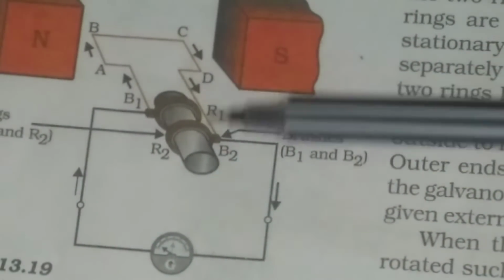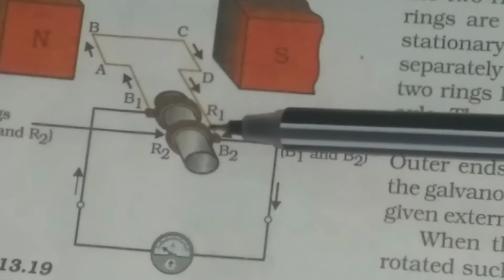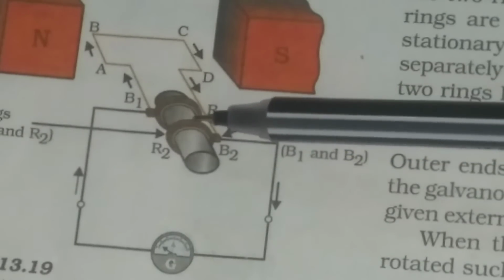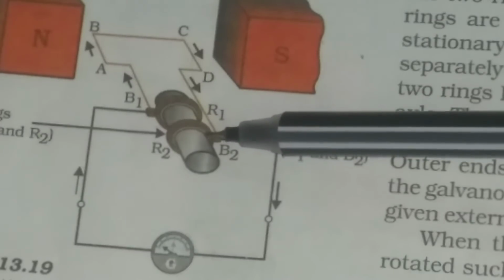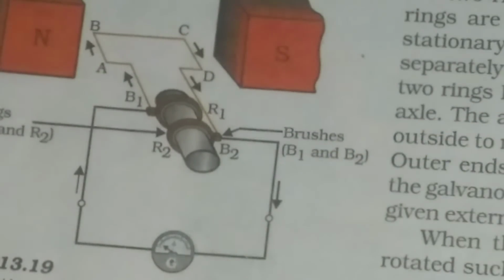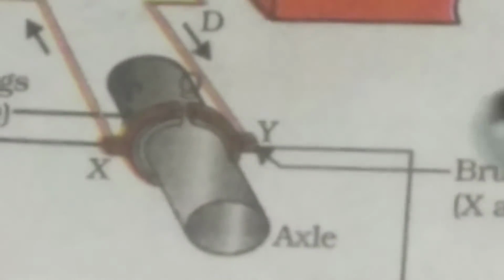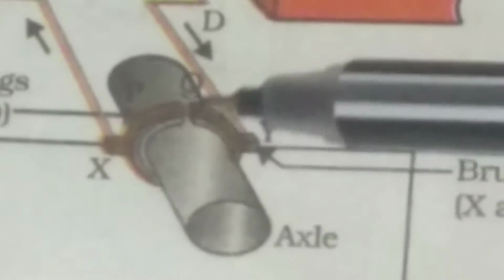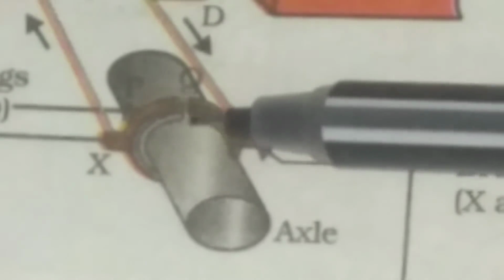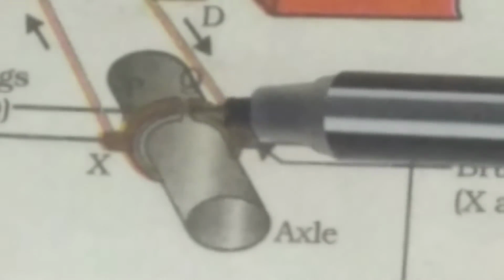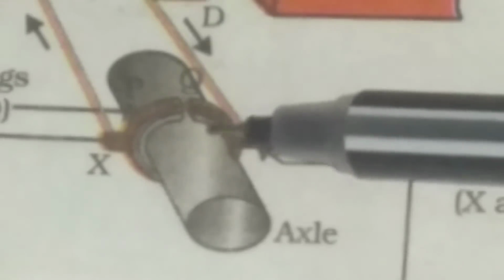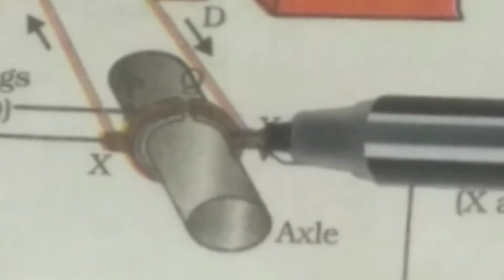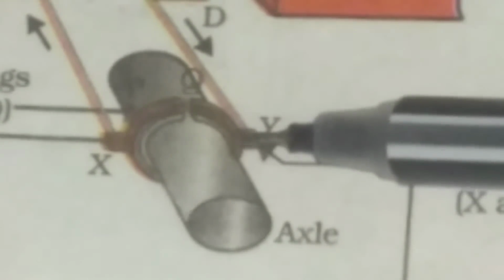In a DC generator, one split ring is used. Instead of two slip rings, one split ring, which is called a commutator, is used. You see, this is nothing but the split ring. One slip ring divided into two parts, so it is called a split ring, and it is also called a commutator. One side of the split ring is connected to one brush and the other side of the split ring is connected to another brush.